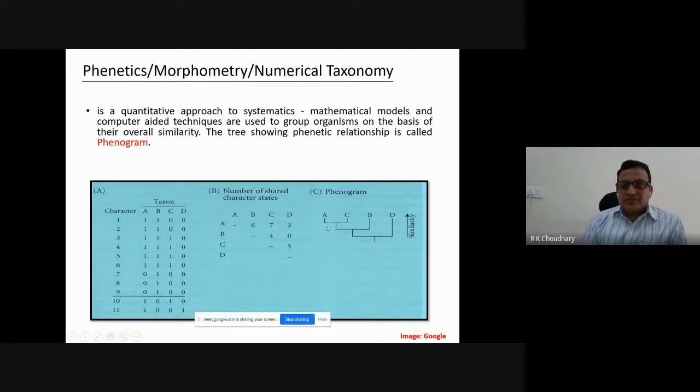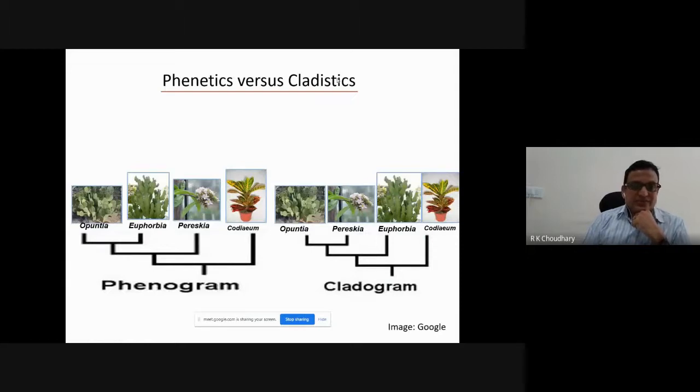And then you try to understand their relationship, like A is most closely related to C based on the numerical data you get. Suppose a particular gland is present or absent, the leaves are linear or ovate, that way you make the matrix, and after that you try to understand the characters. But this particular study, which we call morphometrics, phenetics, or numerical taxonomy, has a problem. I'll try to elaborate this with an illustration. Suppose Opuntia is a cactus, and then you have Euphorbia, which belongs to the Euphorbiaceae family. Same way, Pereskia is actually Cactaceae and Codium is Euphorbiaceae. But if you compare their morphology, you would say these two are more closely related to each other. Opuntia could not be closely related to Pereskia because their morphology is quite distinct.